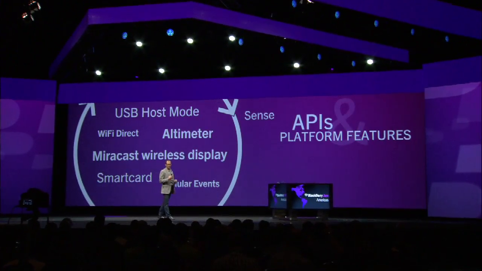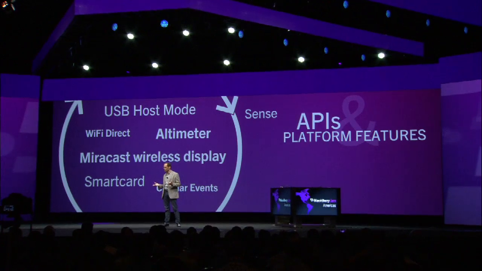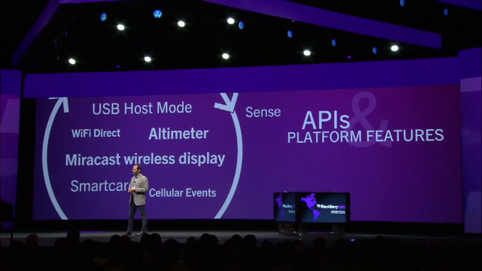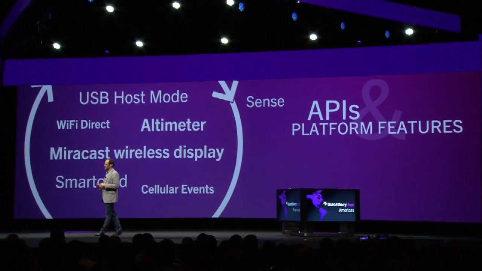So first off, we'll expand the capabilities to sense and interact with the world around you. You'll have the ability to make BlackBerry 10 a host for USB devices to enable many other types of peripherals. And as you heard, we're providing support for wireless display technology with Miracast. This will remove the necessity for a physical HDMI connection to get content on an external display. We're also providing access to smart card readers and additional event-based data sources related to environmental conditions such as cell tower and altimeter, all to extend the types of environments that you can interact with using BlackBerry 10.